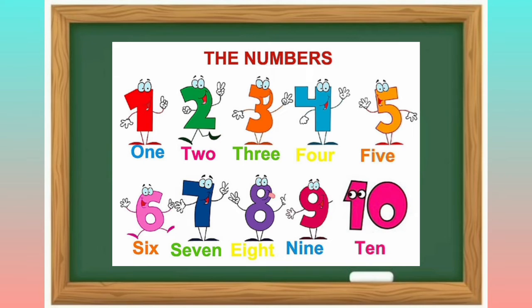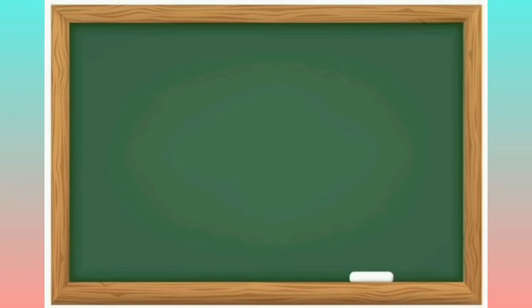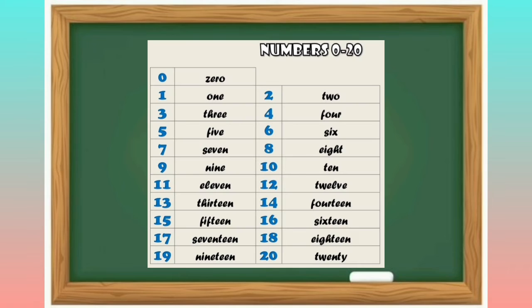These are the numbers that students learn when they are studying English as beginners. So let's count the numbers from 0 to 20. These cardinal numbers are the ones you will use most often in daily life. Most of the names for larger cardinal numbers are based on these numbers.